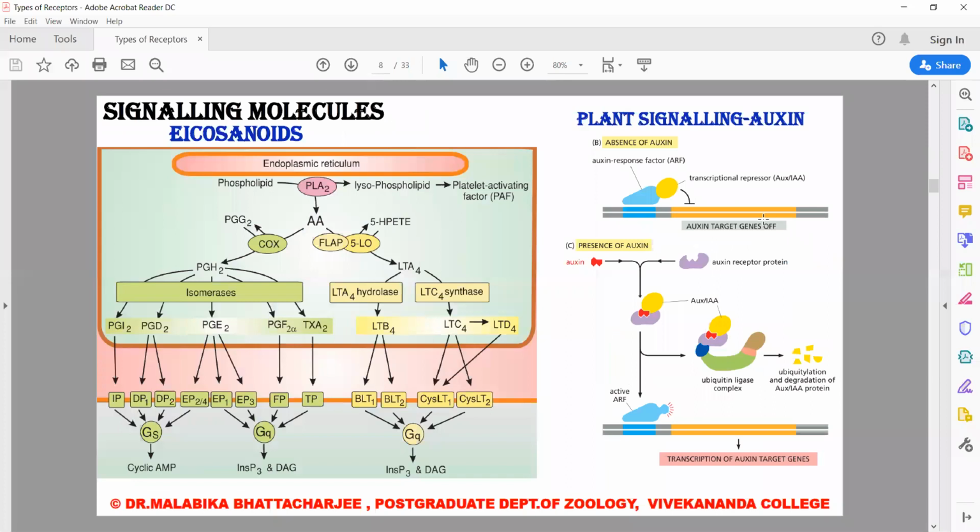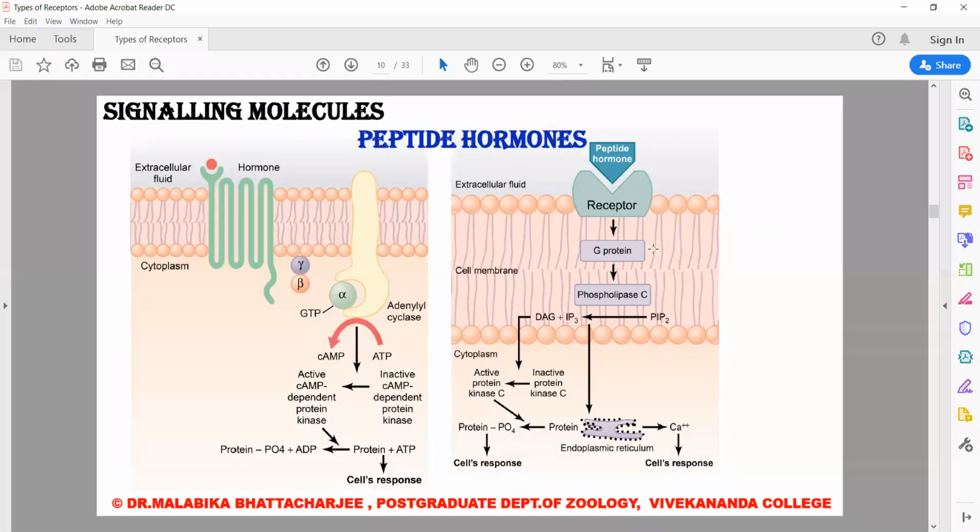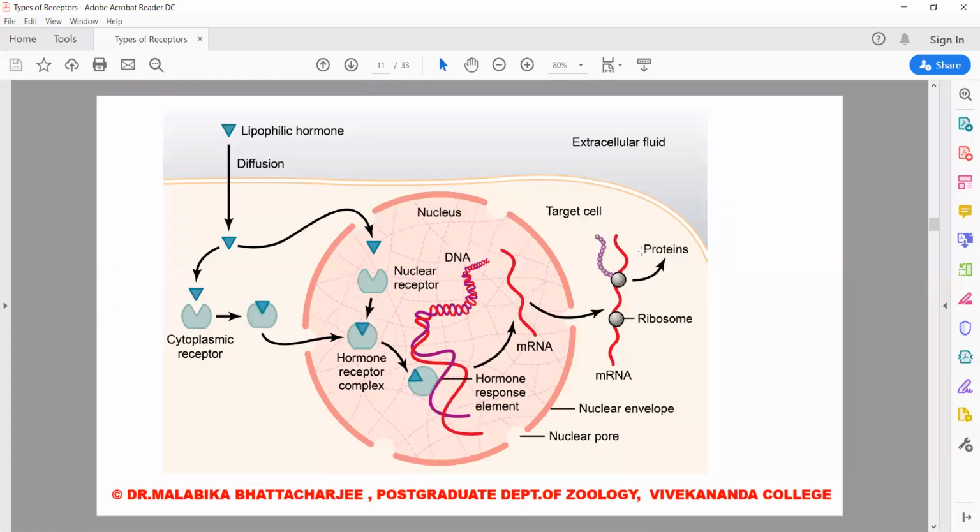Let me show you a picture of such hydrophobic signaling. As you can see, this hormone is a lipophilic hormone or a hydrophobic molecule. Lipophilic means lipid loving, hydrophobic means water hating. So you can see it diffuses directly through the plasma membrane into the cytoplasm, where there are receptors for it in the cytoplasm. So they bind with the cytoplasmic receptor, and the receptor is activated.